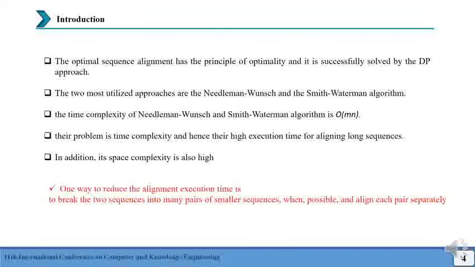Optimal sequence alignment has the principle of optimality, and it is successfully solved by the dynamic programming approach. The two most utilized approaches are the Needleman-Wunsch and Smith-Waterman algorithms. The time complexity of both is O(MN). Their problem is the time complexity and hence their high execution time for aligning long sequences. In addition, their space complexity is also high. One way to reduce the alignment execution time is to break the two sequences into many pairs of smaller sequences when possible and align each pair separately.